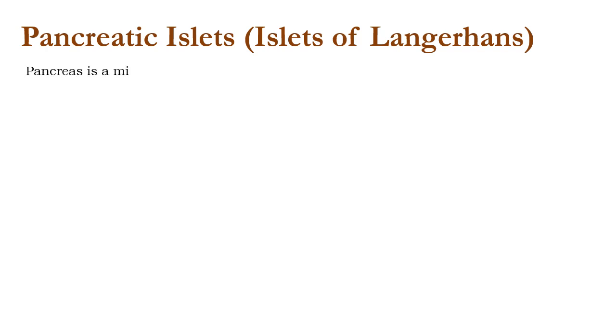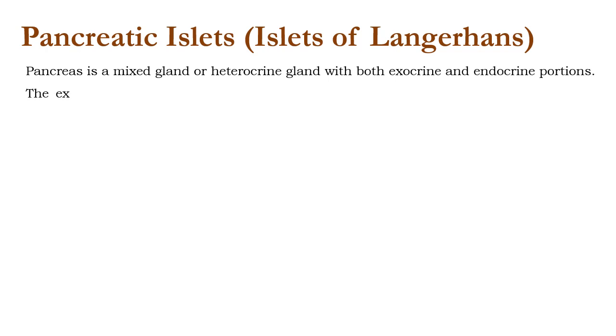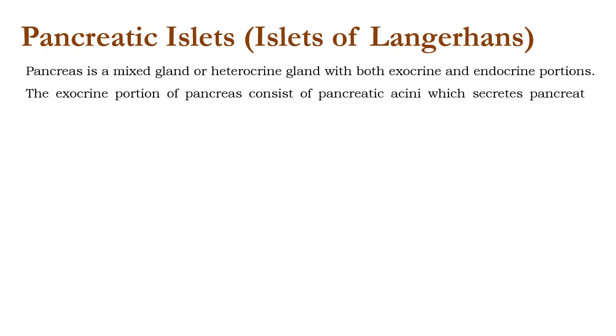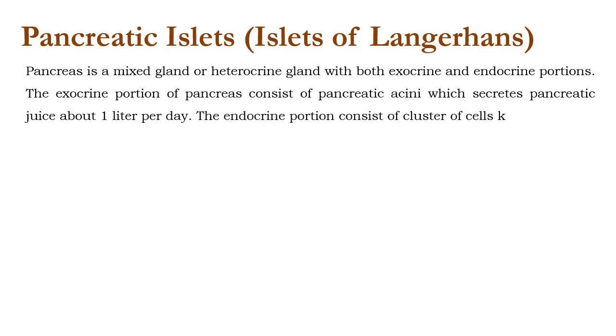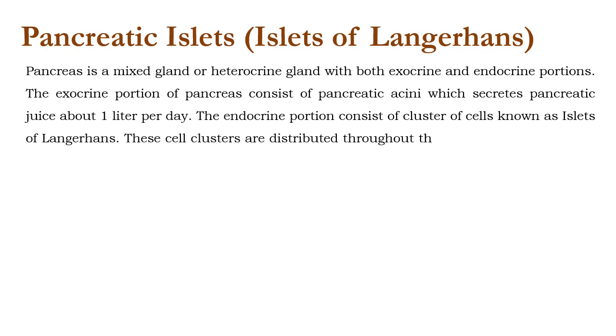Pancreatic islets, also known as islets of Langerhans. The pancreas is a mixed gland, or heterocrine gland, with both exocrine and endocrine portions. The exocrine portion of the pancreas consists of pancreatic acini, which secrete pancreatic juice, about 1 liter per day. The endocrine portion consists of clusters of cells known as islets of Langerhans. These cell clusters are distributed throughout the pancreatic parenchyma.